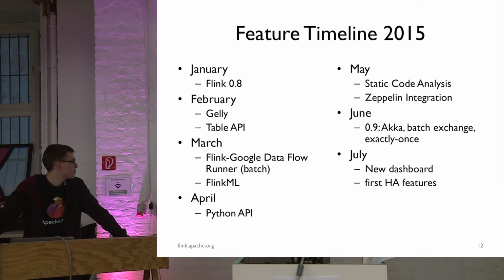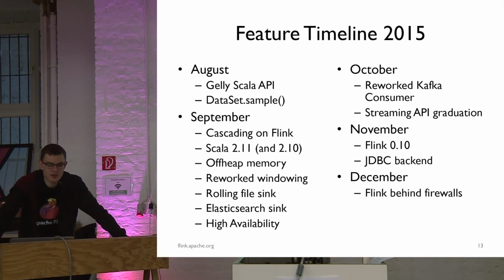In April, we added the Python API. In May, Zeppelin announced integration with Flink, and we added the static code analysis for the optimizer. In June, we released 0.9, which added Akka for RPC, the batch exchange, and the first implementation of exactly once for streaming. Then we added the new dashboard and started working on high availability. In August, we added the Gelly Scala API and a sample operator for the DataSet.